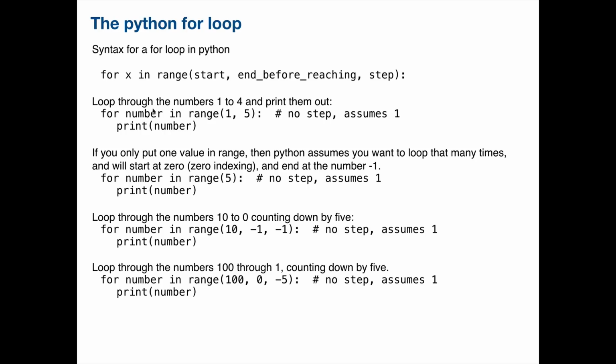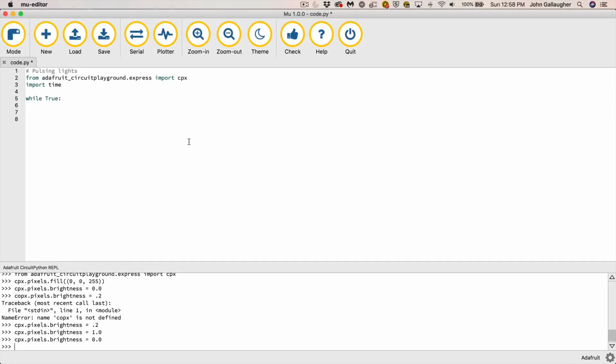Each time I go through here, so starting at 1, it's going to print the number 1. Then it's going to go to 2. It'll print the number 2. 3, it'll print the number 3. 4, it'll print the number 4. Let's go ahead and try that. Hop up over to the REPL. You're probably still there now.